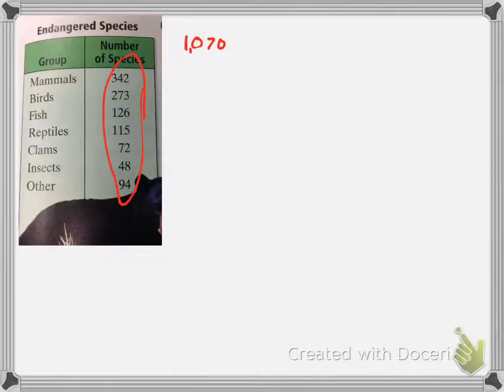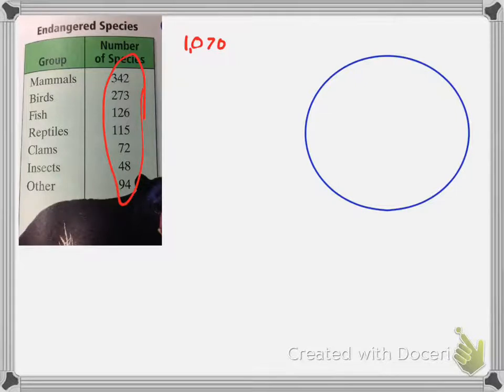Now, when we make a circle graph, everything's in fractions. So we want to put these in fractions. The easiest way to do that is to figure out which each one is. So we're going to do mammals first. I'm going to put mam for mammals. Mammals would be 342 out of 1,070 because there's 342 mammals out of 1,070 altogether.